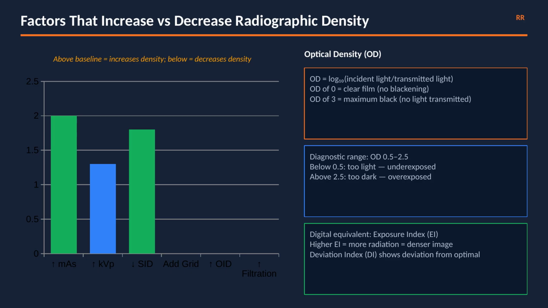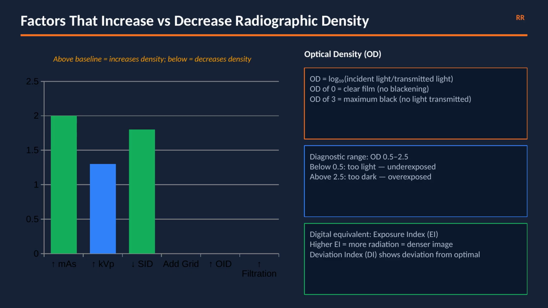Factors that increase density: increasing mAs, the largest and most direct effect. Increasing kVp, secondary but significant. Decreasing SID, moving the tube closer, increases intensity at the detector dramatically.